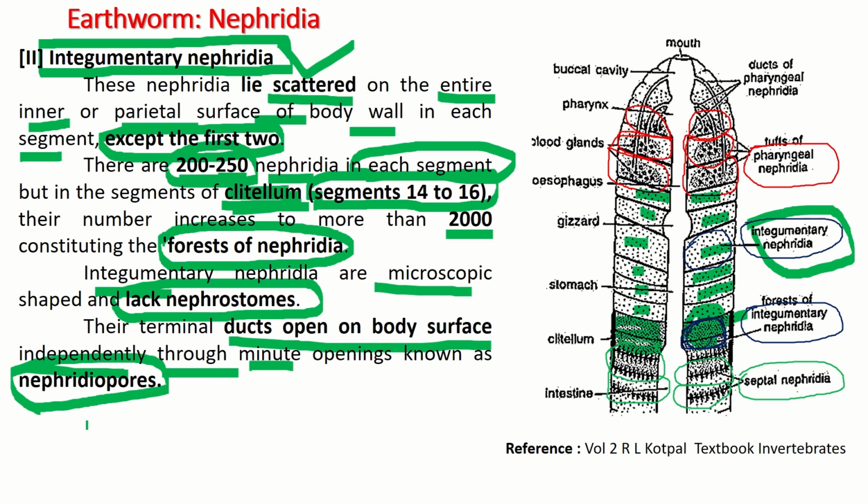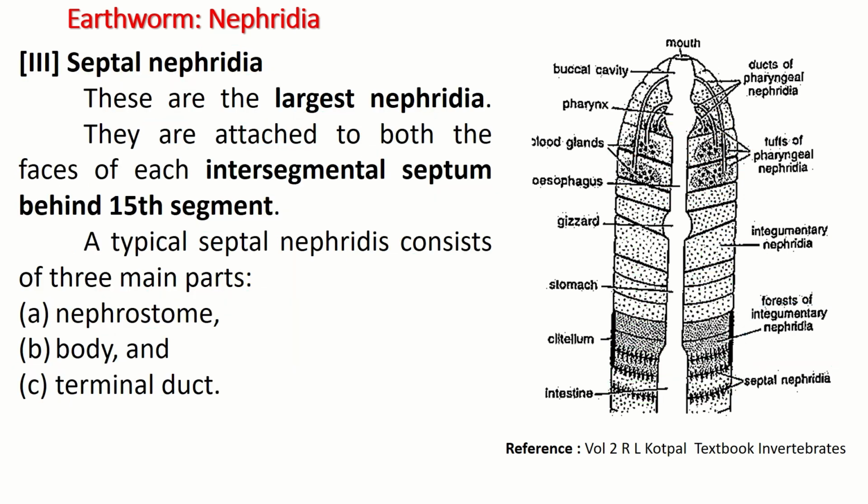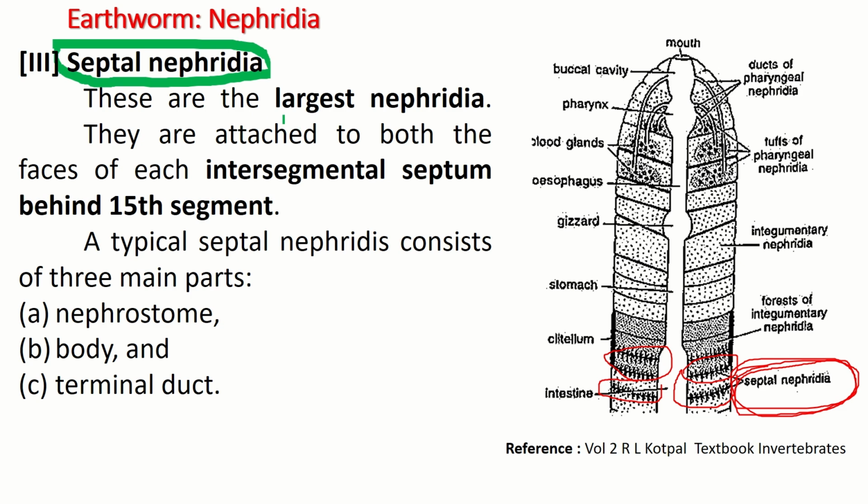Now the third type of nephridia is called septal nephridia. These are the largest nephridia. Septal nephridia are the largest nephridia. Here we have rows of septal nephridia, which are found in this diagram.